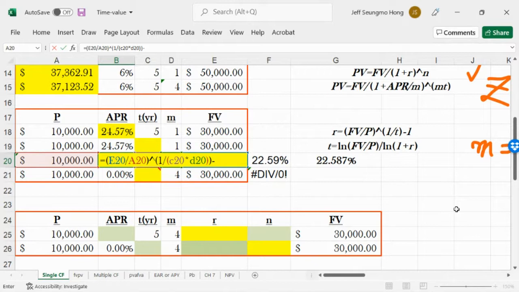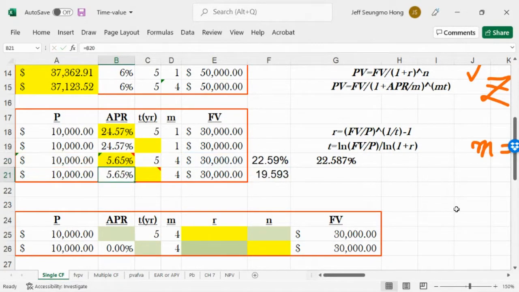Now, then you subtract 1 from it. Now think about it. What are we going to get? We're going to get the quarterly rate, because this is all adjusted for that M, right? The quarterly compounding. So what you will get will be the quarterly rate. You might say, 5.65? Oh, we found it.